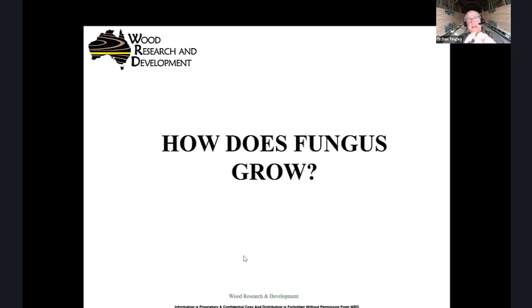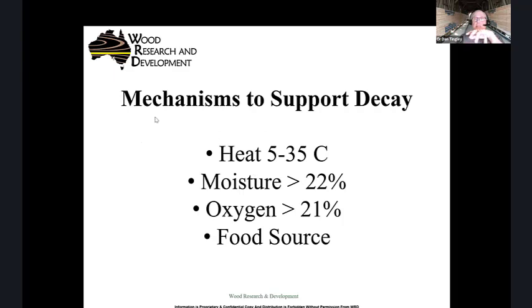So in this decay is this thing called a fungus. And how does it grow? Well, it needs things to grow. A temperature between 5 and 35, moisture over 22, oxygen greater than 21. Take away any one of those three things, and wood will not decay. And if you make it treated, you make the wood inedible so that it doesn't decay because it's inedible.